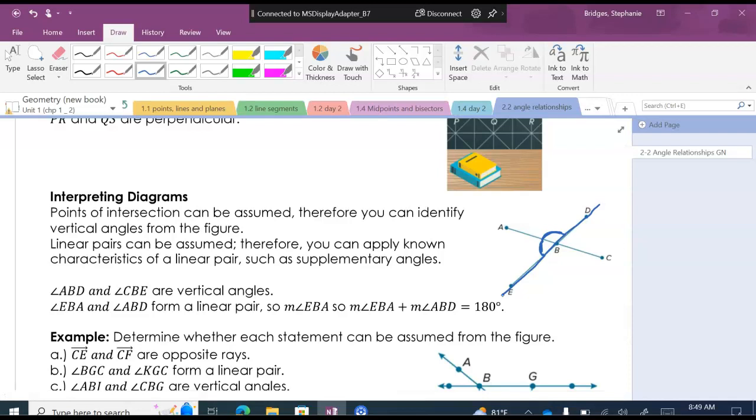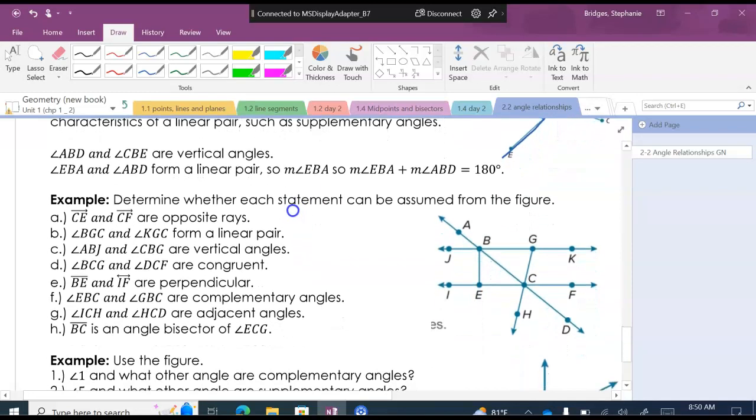Okay, I talked a few minutes ago about you can't assume certain things. You can always assume vertical angles, and you can always assume linear pairs. You can't, however, assume perpendicular lines unless you're given some information. So just be careful with what we're assuming here. Yep, everything together.